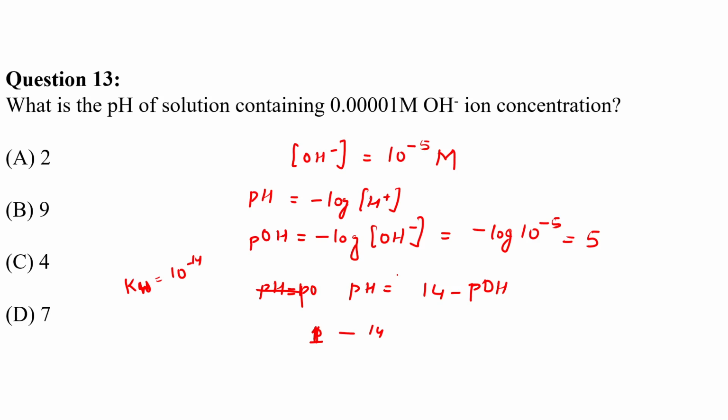At any point the concentrations of H plus ion and OH minus ion sum up to 14. So pH plus pOH will always be 14. Now we have the pOH value as 5, so 14 minus 5 is 9. So pH is equivalent to 9. So option B is the correct answer. You were right.